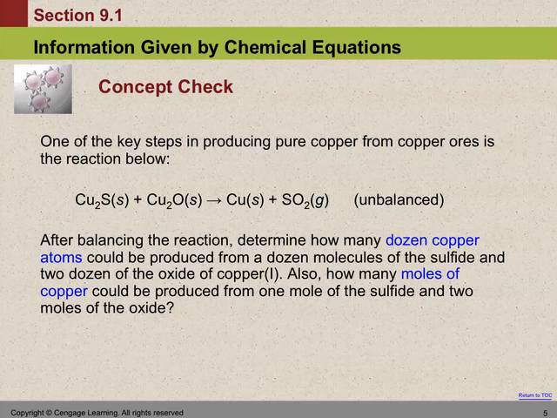After balancing the reaction, we need to determine how many dozen copper atoms could be produced from a dozen molecules of the copper sulfide and 2 dozen of the copper(I) oxide. Also, how many moles of copper could be produced from 1 mole of the sulfide and 2 moles of the oxide. So, first thing is to balance the equation.